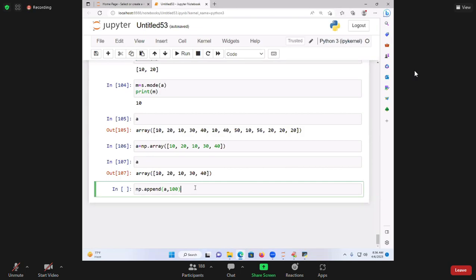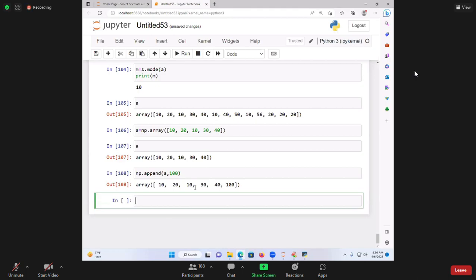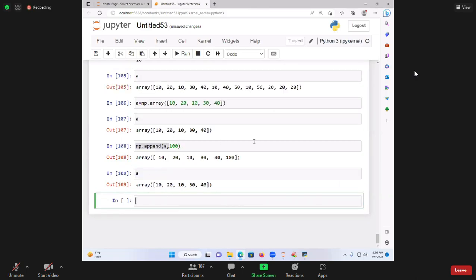Now, np.append of A of 100. See what is happening. Is 100 appended or not? Now 100 is appended. Now np.append of A, you printed A, and still that A is available as it was, because I'm not assigning it to the left side. I'm not modifying that.